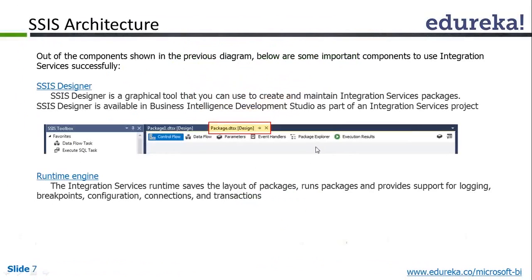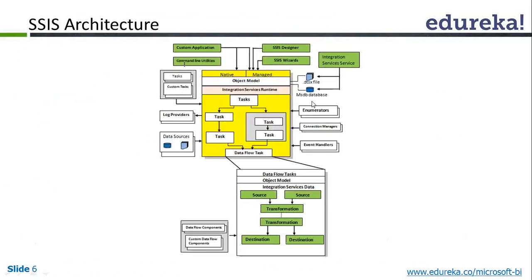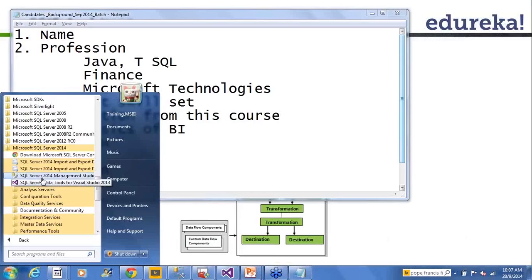If I just go beyond this slide, I'll go to my system. So Microsoft SQL Server 2014. There are a few things related to SSIS. One is the SQL Server 2014 Import and Export Wizard, 32-bit mode and 64-bit mode. If you don't want to create an SSIS package, but you just want to import the data from somewhere and load it somewhere else, if you want to do a very basic ETL operation, then you can use this import export wizard.